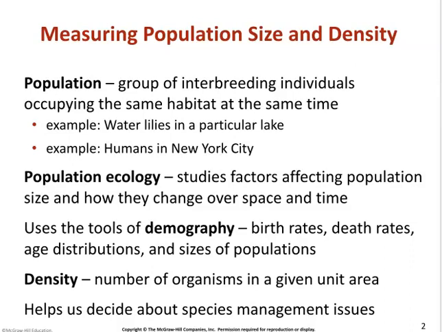So population ecology studies the factors that affect how big populations get and how they change over time. We use tools like demography. Now think about demographic data, right? It's age, it's gender, a lot of times people will take into account religion or orientation, all kinds of different things, right? Race or things like that. Well, in population ecology, we look at birth rate, death rate, age, and size of population.